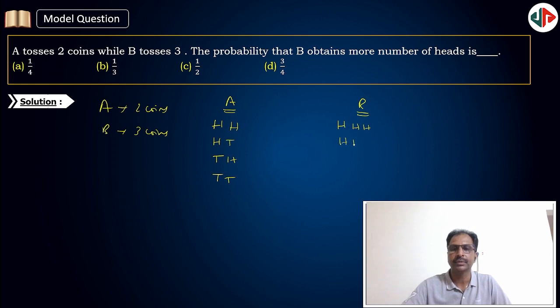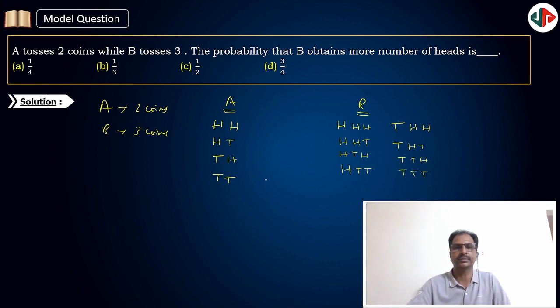HHH, HHT, HTH, HTT, THH. So these are the 8 possible cases here.